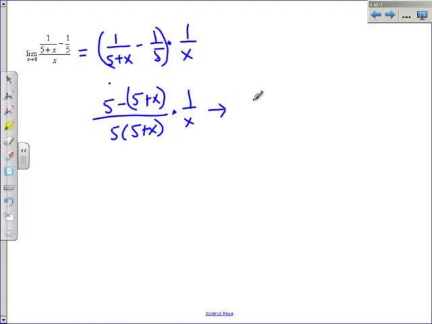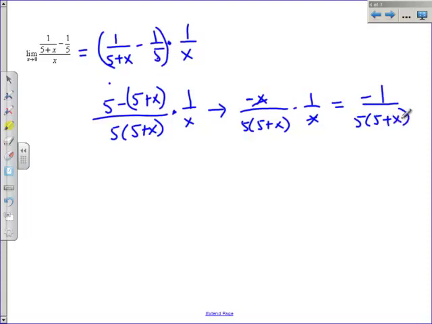So if we clean up the top, I get negative x over 5 times 5 plus x, and I'm multiplying this times 1 over x. And I cancel these x's, and I get negative 1 over 5 times 5 plus x. And we plug in 0 for x, and we get negative 1 over 25.